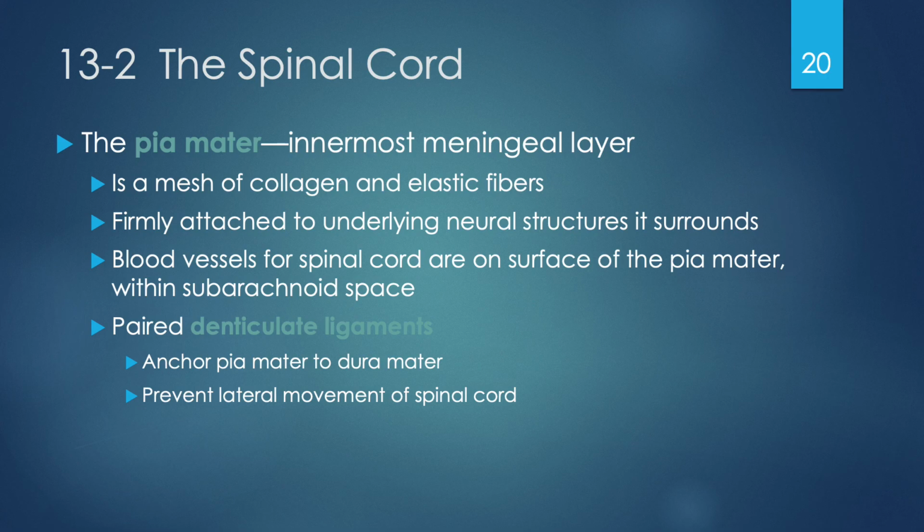There are paired denticulate ligaments, and what these do is anchor the pia mater to the dura mater. And this prevents any lateral movement of the spinal cord. So basically that means that your spinal cord isn't moving left to right. It's going to hold it in place, anchored left to right. So denticulate ligaments anchor laterally. And then we have at the most inferior aspect our filum terminale extending down to the coccygeal ligament to anchor our spinal cord inferiorly. And then of course, superiorly, we have the brain.